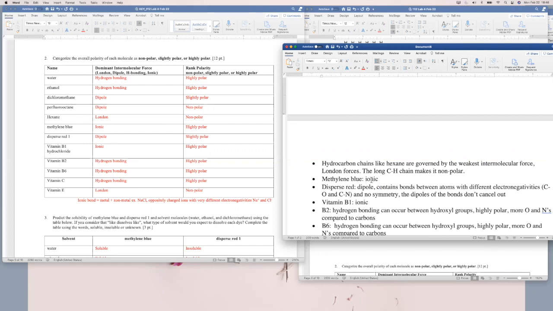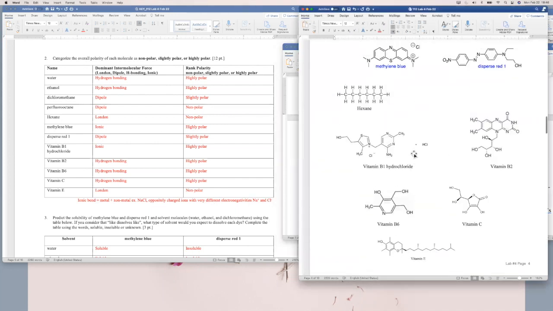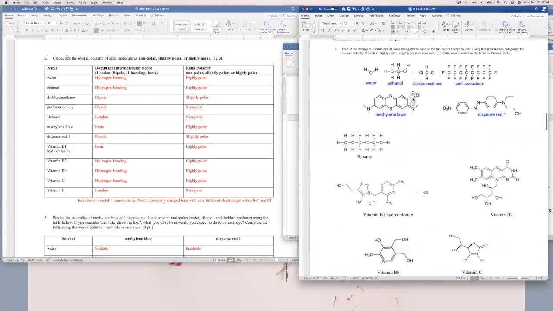Methylene blue is going to be ionic. So what I was describing with that positive and negative charge, I'm actually going to just show you the shape of it here. So the methylene blue has those positive and negative charges on it. If you look at the structure of it, you can see that it has the positive and negative there. So that's how we would determine that it's going to be ionic. It's going to have those charges on it.